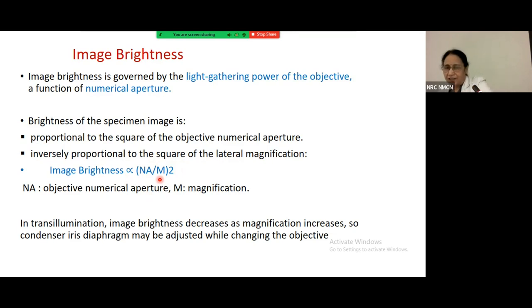In trans illumination, image brightness decreases as magnification increases. So the condenser iris diaphragm must be adjusted while changing the objective from 4x to 100x.